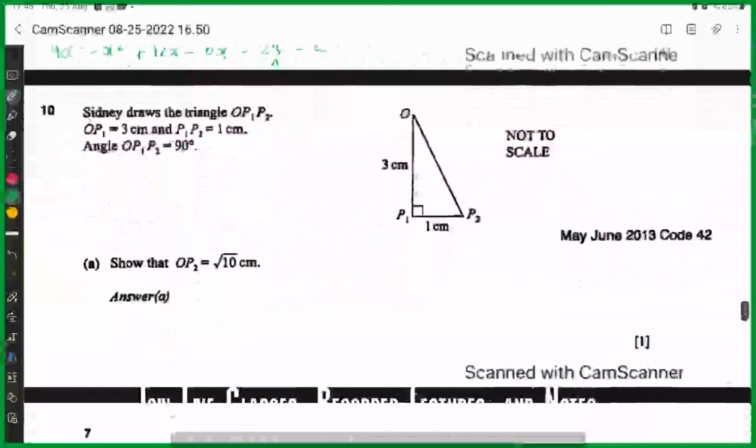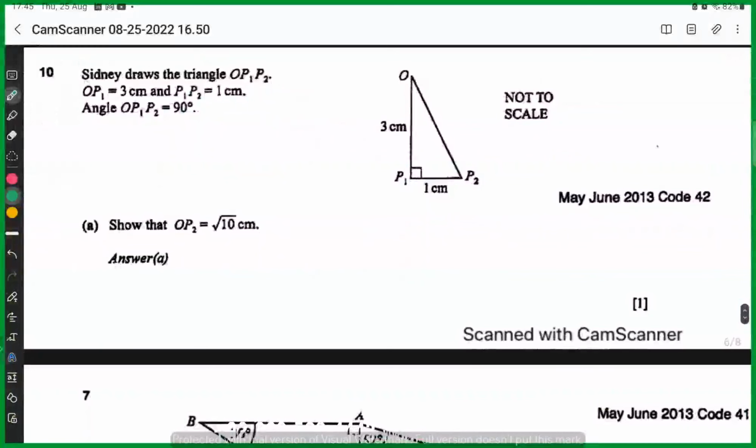And then this is one last question for you guys. It's a 1 mark question. I think all of you can do that. Just do it quickly. Let me just explain this. It says Sydney draws the triangle OP1, P2. The names are complicated, just forget it. OP1 is 3 centimeters, P1 P2 is 1 centimeter. This angle is 90 degrees. Show that OP2 is root 10 centimeters. You need to find this side and just show it is equal to root 10. Two sides are given and one side is unknown. So make it quick, okay?